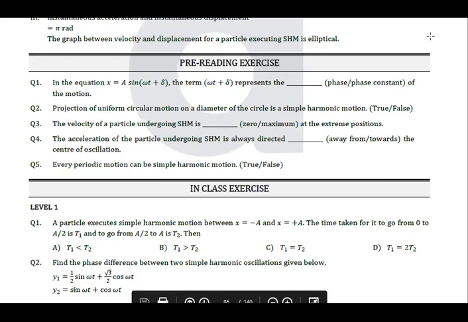Now, in class exercise, questions 1 and 2. Easy. I hope everyone has solved 1 and 2. Yes or no? Raise your hand. Does anyone have any doubt in questions 1 and 2? You can ask. Tell me, questions 1 and 2. Anyone have any doubt?